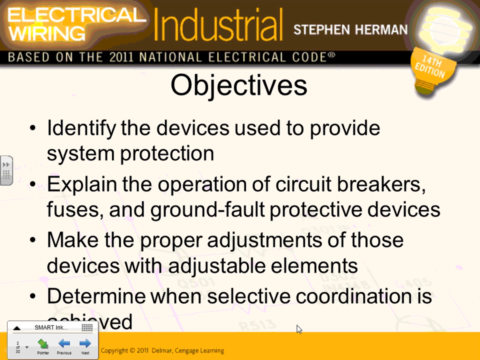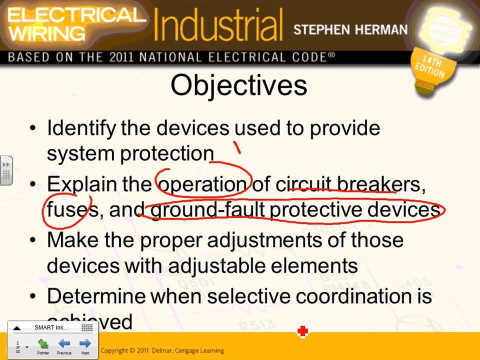A couple of things: identify devices used to protect the system, overcurrent protection devices. The devices we use for protection are circuit breakers, ground fault protection, and fuses. These are the one, two, and three devices notoriously famous when it comes to overcurrent protection. Either you put a fuse or a circuit breaker, right? Or you put a circuit breaker with a function that has ground fault protection. We'll talk about this one in a second.